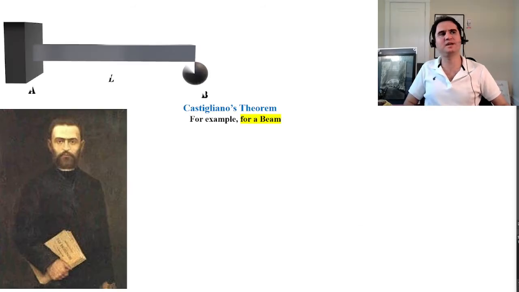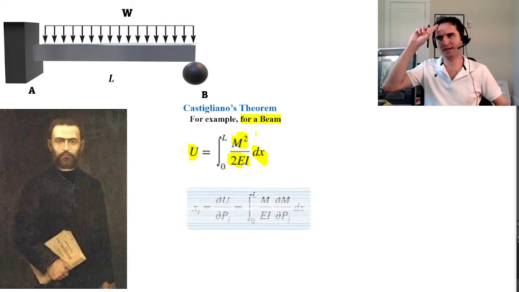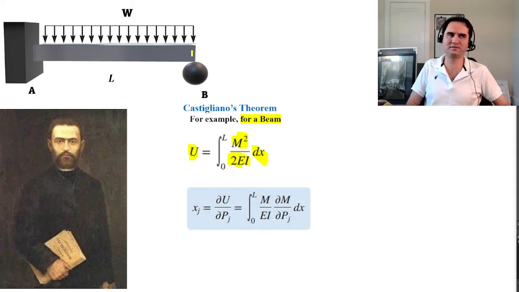If we have a beam in which the dominant effect is deflection due to bending, then in bending the energy U is the integral from 0 to L of M squared over 2EI dx. And if we want to know the vertical displacement, for example at B, it is the partial derivative of the energy over the partial derivative of the vertical force.